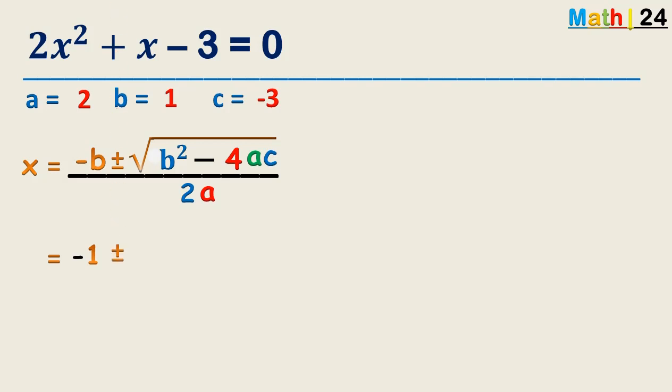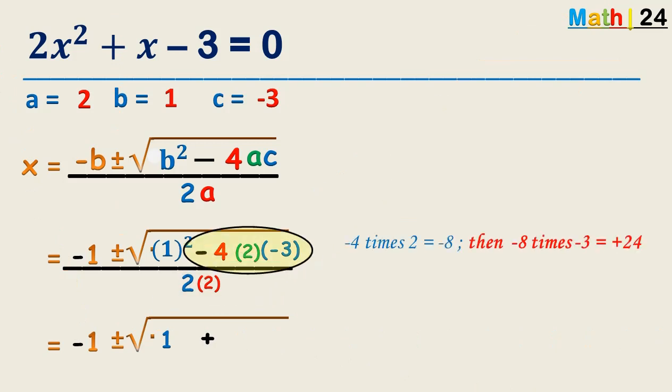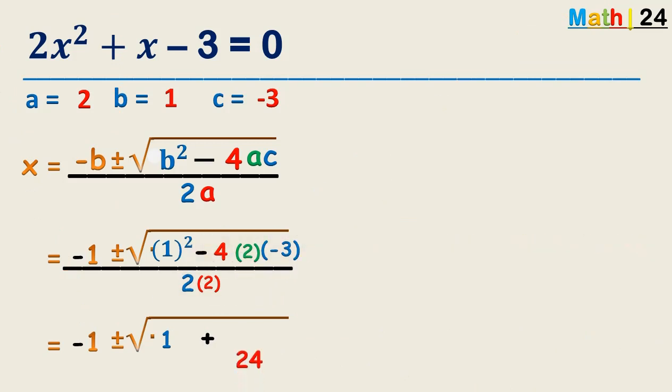So minus b gives us minus 1 plus or minus the square root of 1 squared minus 4 times a, which is 2, and c is equal to minus 3, all that over 2 times 2. We simplify these values to obtain minus 1 plus or minus the square root of 1 minus 4 times 2 times minus 3, which gives us plus 24, all of that divided by 2 times 2, which is 4.